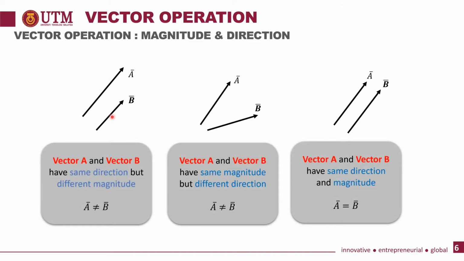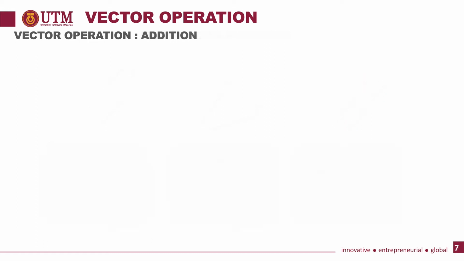So as you can see here, if vector A and vector B have the same direction but different magnitude, they are not equal. If vector A and vector B have the same magnitude but different direction, they are not similar. But if both vector A and vector B have the same magnitude and the same direction, it means that vector A equals vector B.